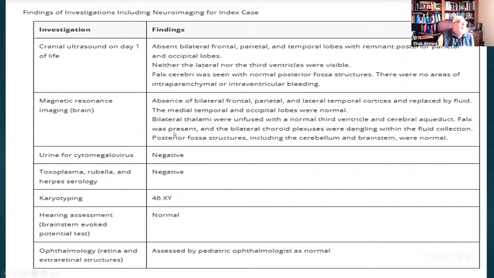Falx was present. This is all anatomical structures. You should be an MRI expert to discuss all this. I don't believe we can do that. Even the ultrasound, which I know you do very much, I don't think you will be able to discuss all these anatomical issues. CMV is negative, toxoplasma negative, karyotype is 46XY, hearing is normal, eye exam was normal.